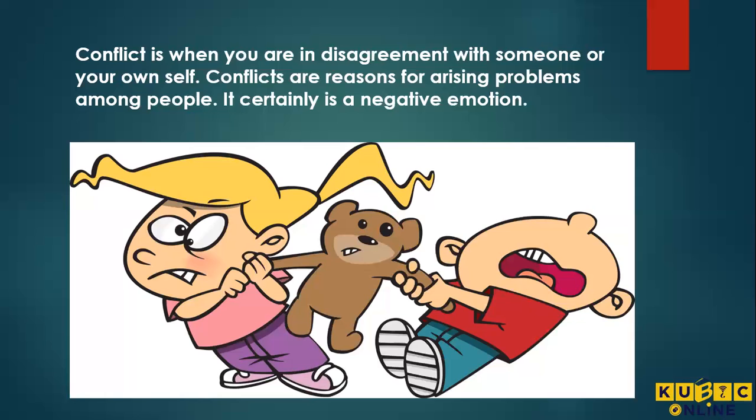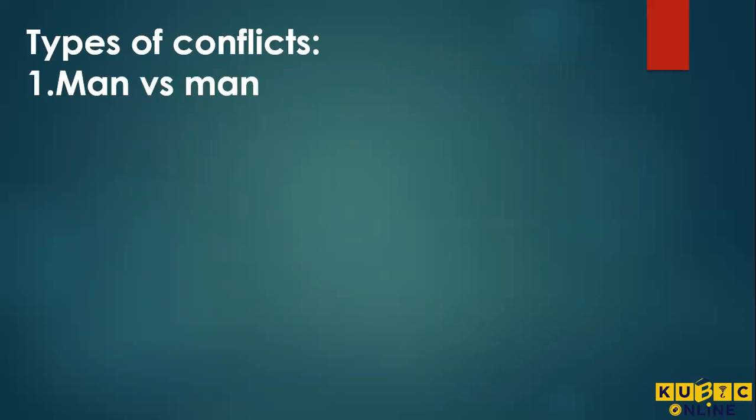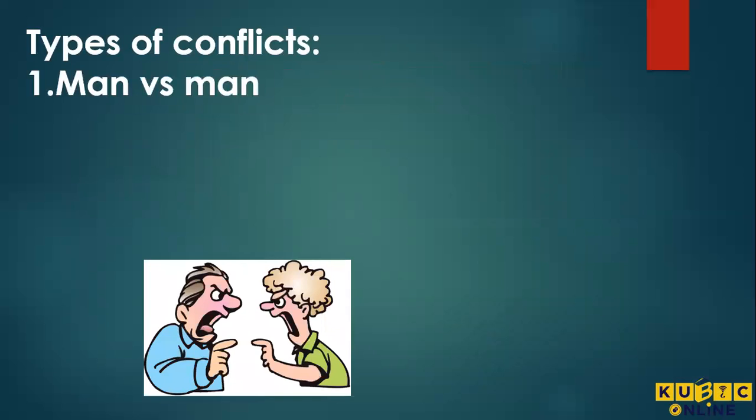So how do we put the conflicts in our story? Let's see that first. There are a few types of conflicts. The first kind of conflict that we know is man versus man, which means when a person is in conflict or has a problem with another person. So this is man versus man, a normal general fight that you must have all seen.